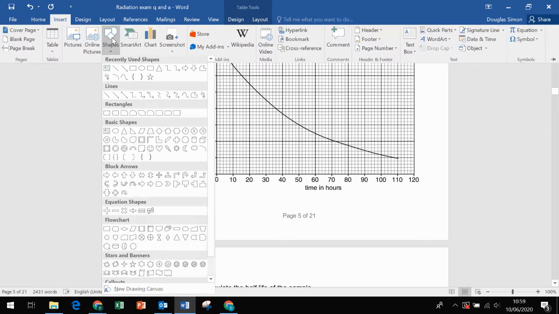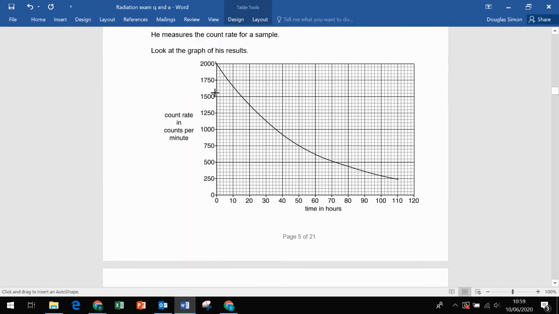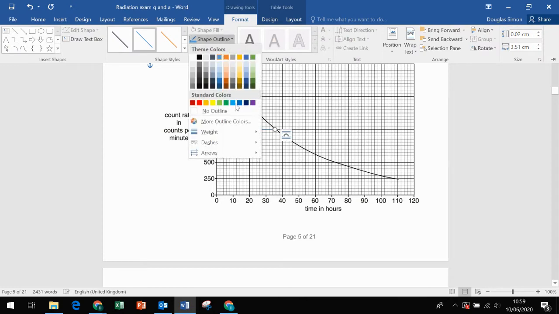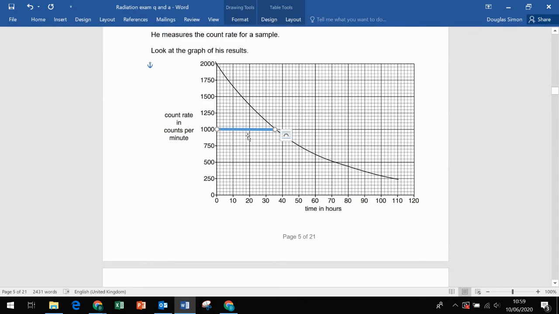For this, I'm going to use a shape, although you should obviously write on this if it was for real. So the half-life is the time it takes for the count rate to decrease by half, the activity to decrease by half. So what is half of the count rate? Well, we start at 2000 and we go down to 1000. Let's just make it a bit thicker. So it's the time it takes to decrease by half. So that's 1000.